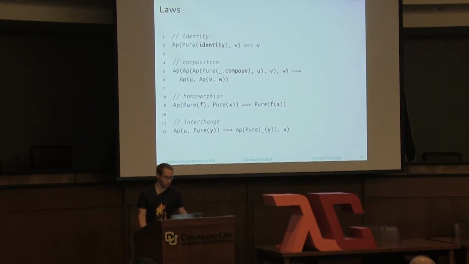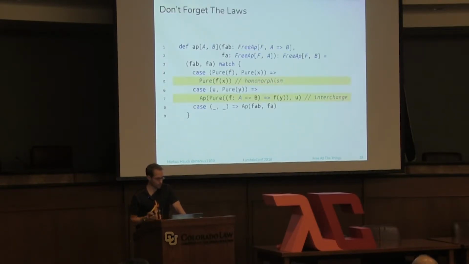But the last two look more interesting. There's the homomorphism law, which says whenever you have an app node that just contains two pure nodes, then you can just do a pure of the function applied to the value. And then there's the interchange law, which says that you can swap around the app and the pure node in some cases.